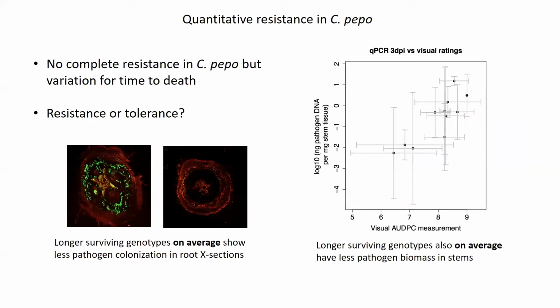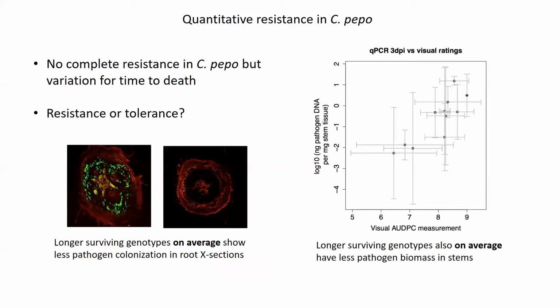So breeding for resistance to Phytophthora root and crown rot in squash has been very challenging, and there are no cultivars that are marketed as resistant to Phytophthora root and crown rot. And the biggest obstacle that we have is that we have yet to identify any sources of complete resistance in Cucurbita pepo. However, we do observe differences between different genotypes in terms of how long it takes plants of those genotypes to die. And that's what we're trying to take advantage of in our breeding program.